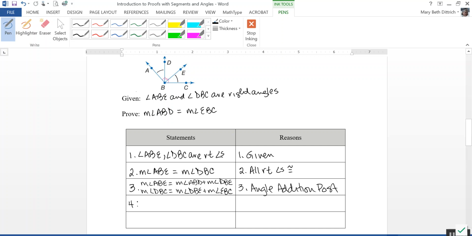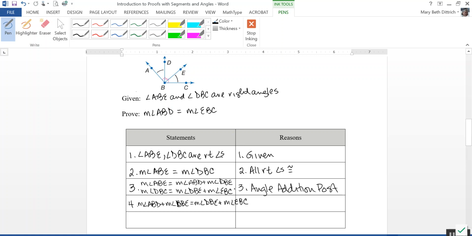Okay, so I know that ABE is these two angles, and I know that DBC is these two angles, and I know that ABE and DBC are equal to each other, so I can just say that these two statements here are equal to each other. So the measure of angle ABD, so I'm writing this part right here, plus the measure of angle DBE is equal to the measure of angle DBE plus the measure of angle EBC, and I'm running out of my box here.